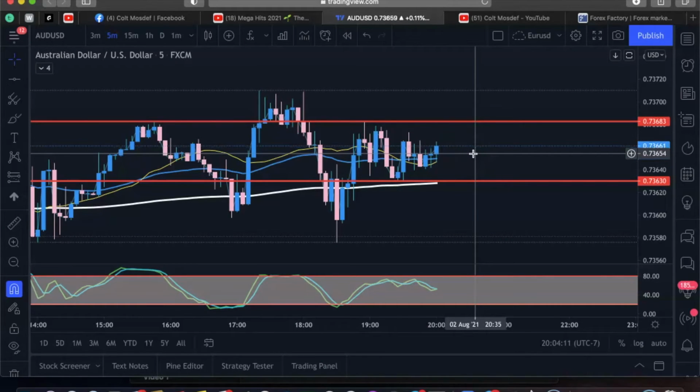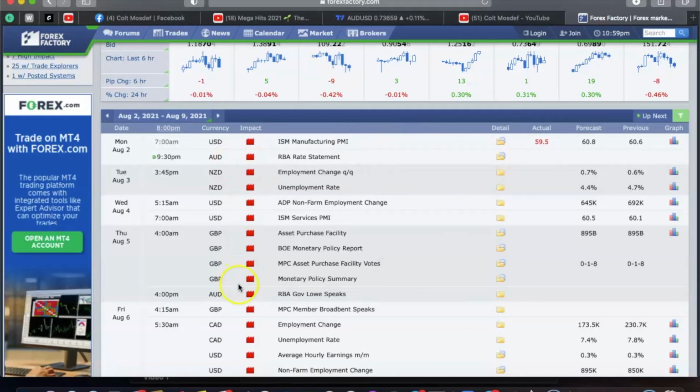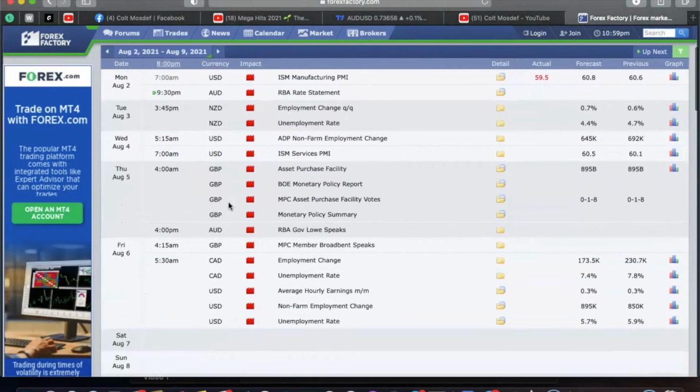So try this strategy out, guys. The first time I tried it, it was absolutely insane, and I was in shock. But like I said, we're using the high impact news events when it's NZD, NZD/USD, AUD, AUD/USD. So try this out.